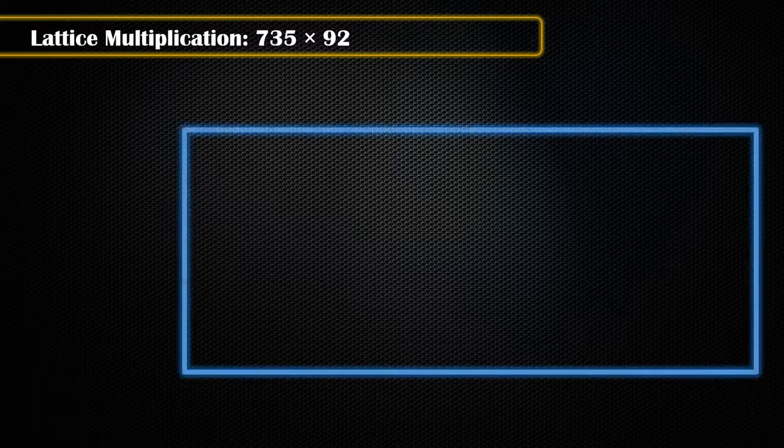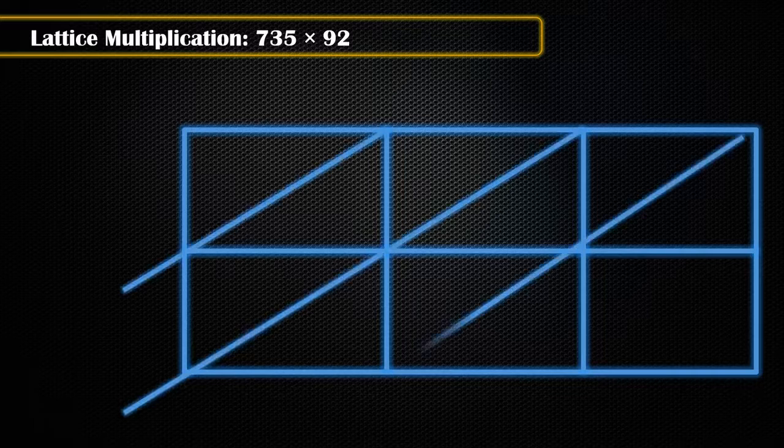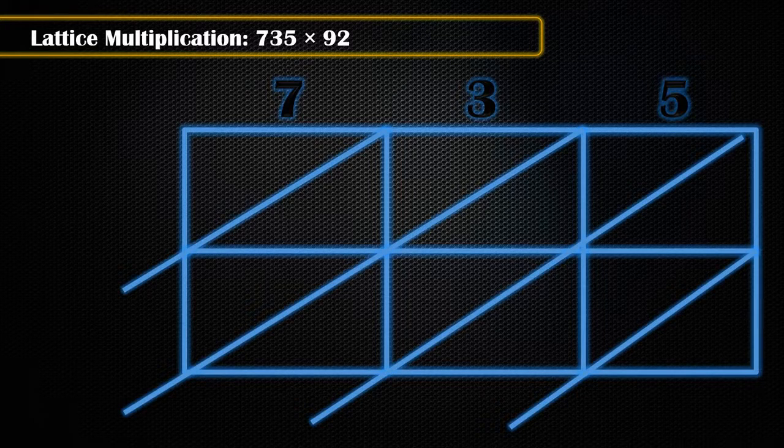Now we'll begin by drawing our rectangle with its lines. And now we can put 735 there because there's 3 spaces for it. And on the other side 92 because there's 2 spaces for it. Now we can begin by multiplying our numbers.